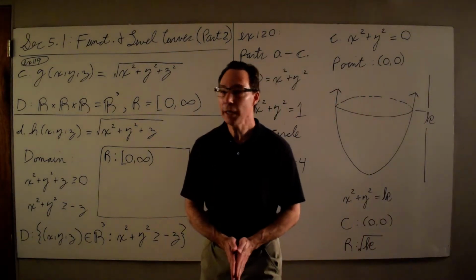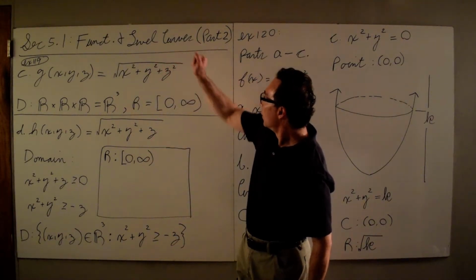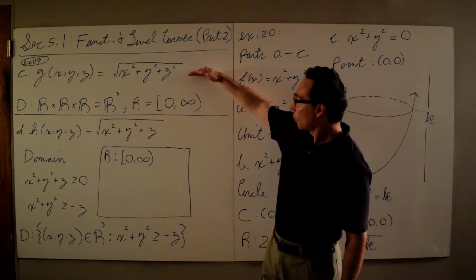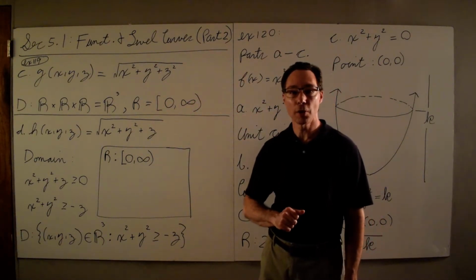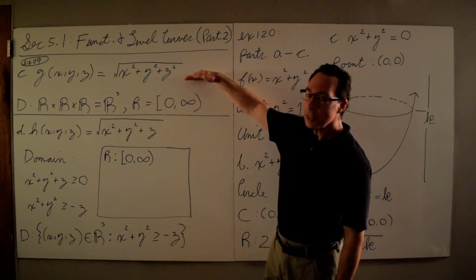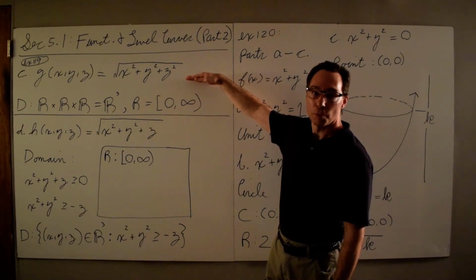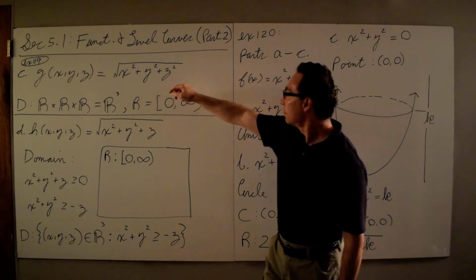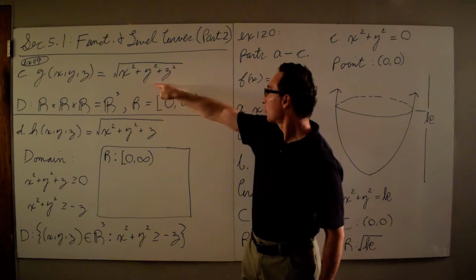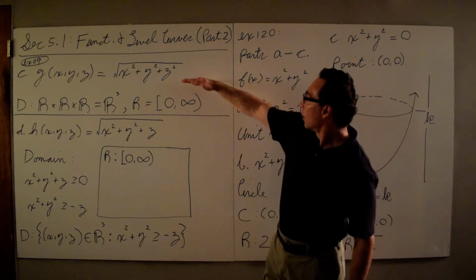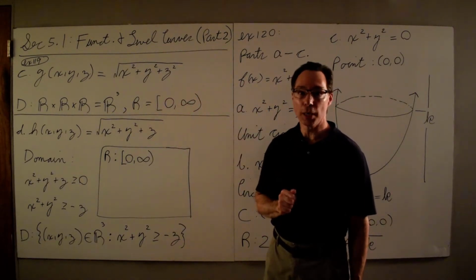This is the second video on section 5.1, functions and level curves. And so, first of all, we're going to continue example 119 that we started in the first video. We'll start with part C. This time our function goes from R3 into R. So g of x, y, z is the square root of x squared plus y squared plus z squared. And our domain is all of R3.